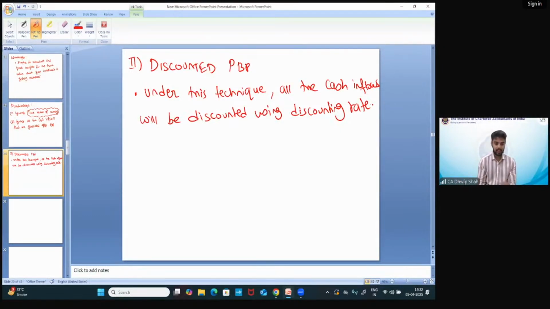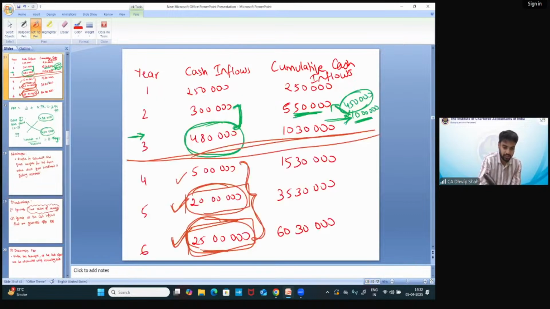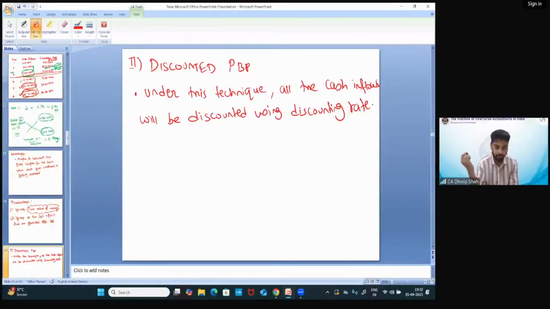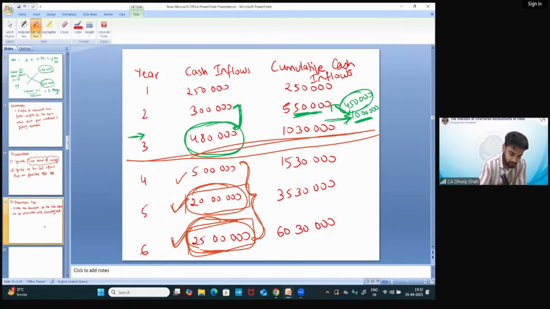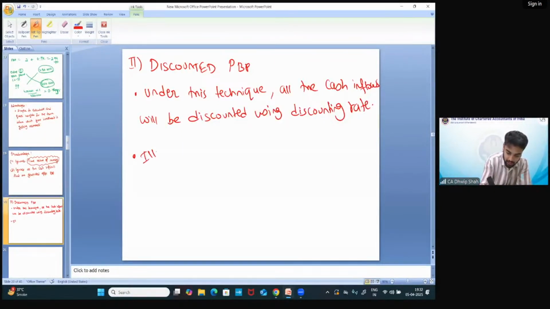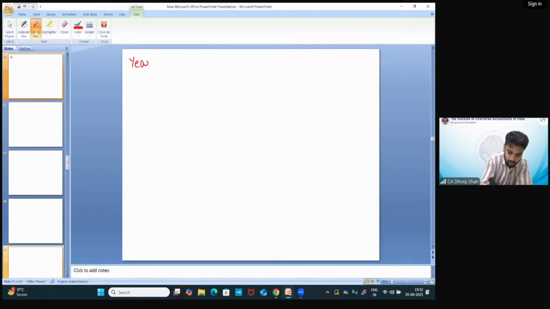So let's continue with our above example, with this illustration only, and find the discounted payback period. My original investment was 10 lakh. My stream of cash inflows are as follows: 250, 3 lakh, 480, 5 lakh, 20 lakh, 25 lakh. Let's continue with the above illustration, and my WACC is, let's say, 15%. So my discounting rate here becomes 15%. Let's solve. Again, the format will remain the same. Column 1, you will write the years. Column 2, you will write the cash inflows.